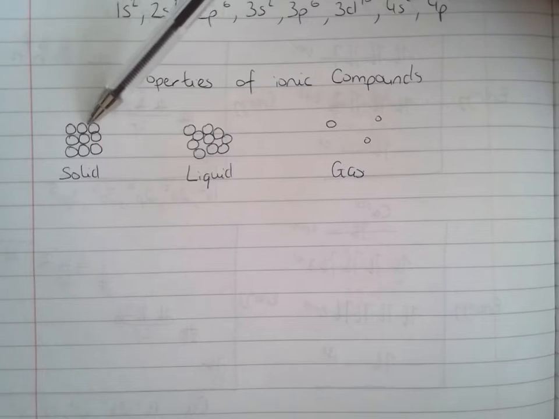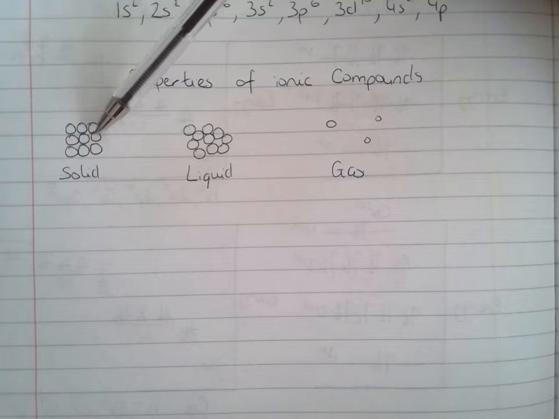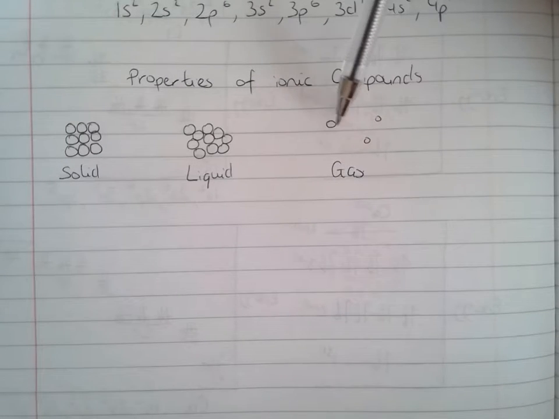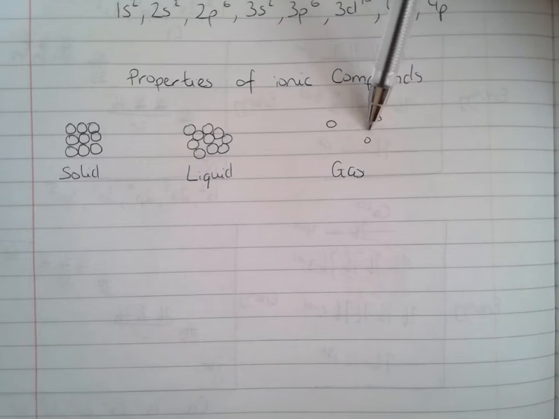The fact that those particles are so tightly packed tells me that those particles are strongly attracted to each other. If we look at a gas, the particles are really far away from each other. This tells me that the particles are not attracted to each other. So I'm looking at ionic compounds. I need to ask myself, what particles do I have present, and are they strongly attracted to each other?